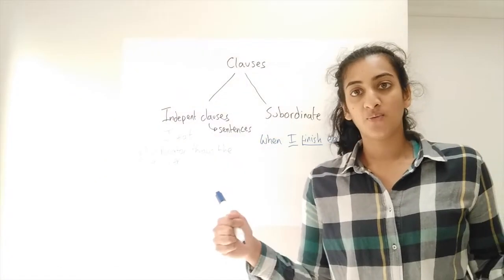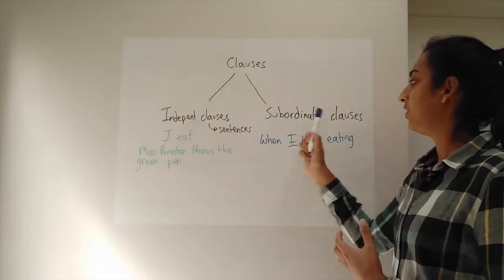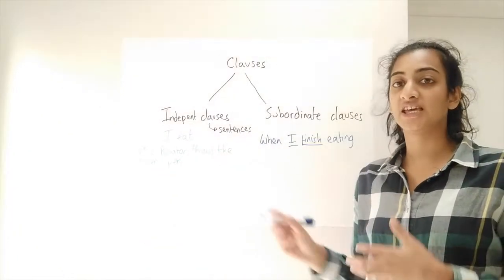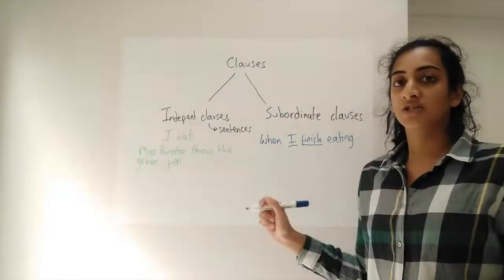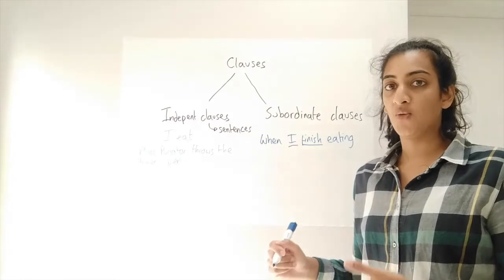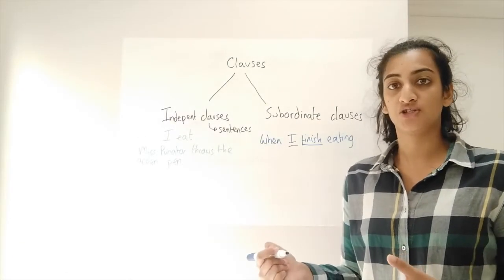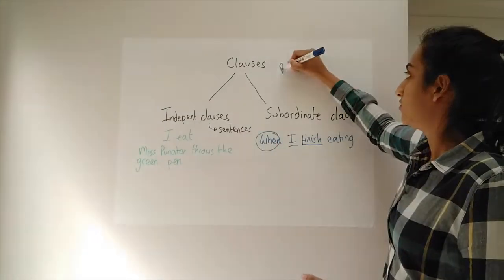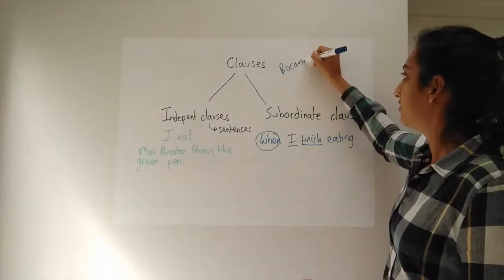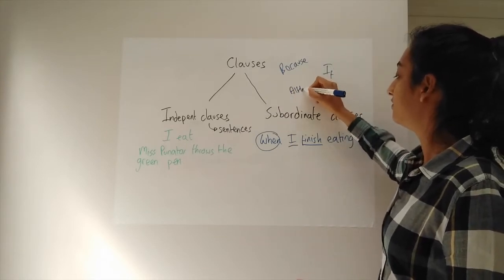The clause, I will go outside and play, is an independent clause. However, when I finish eating is not an independent clause because I cannot leave it on its own. Subordinate clauses often start with conjunctions. Here are some conjunctions you already know that could start a subordinate clause. We've already got when, you could have because, you could have if, you could have although.